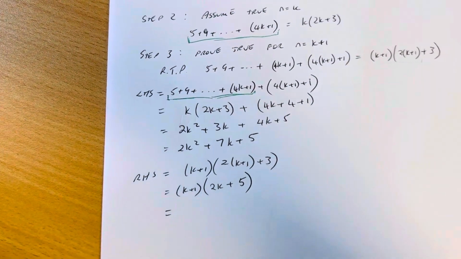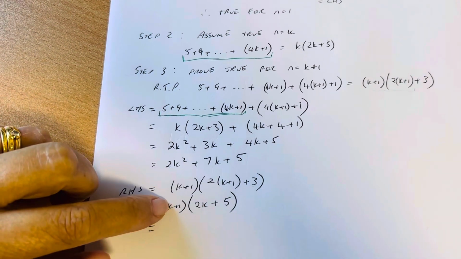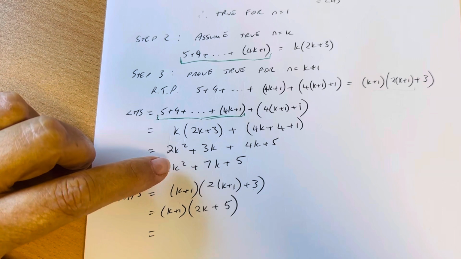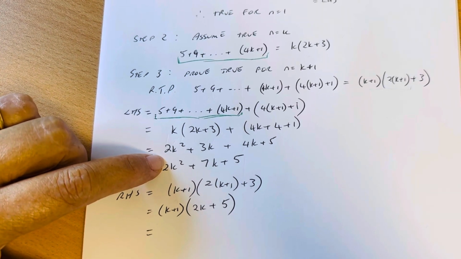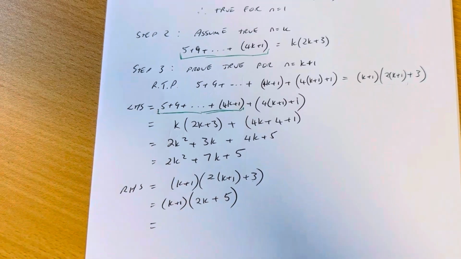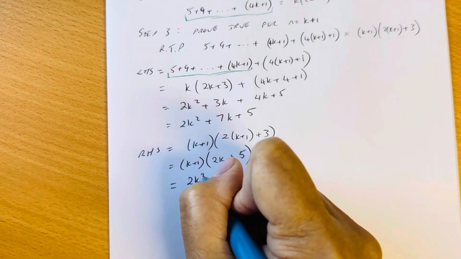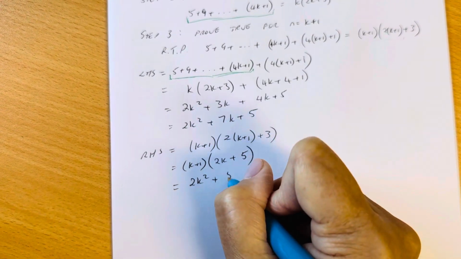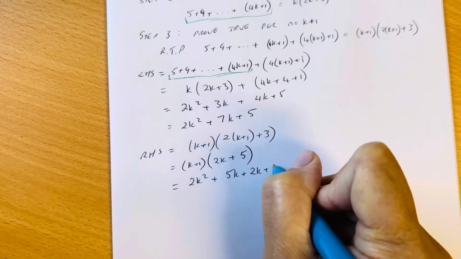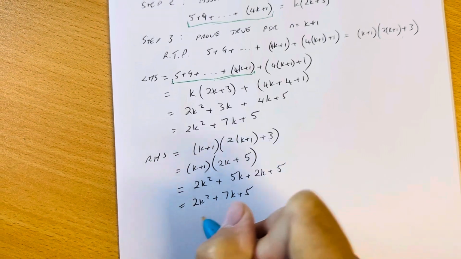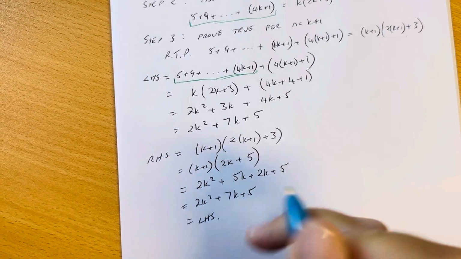Now I've got two choices I could do here. I can expand this to prove it's equal to the left-hand side, or I could have factorized the left-hand side and shown it's equal to the right-hand side. Because it's such a simple expansion, I'm just going to expand it. Plus 5k plus 2k plus 5. 2k squared plus 7k plus 5 equals my left-hand side.